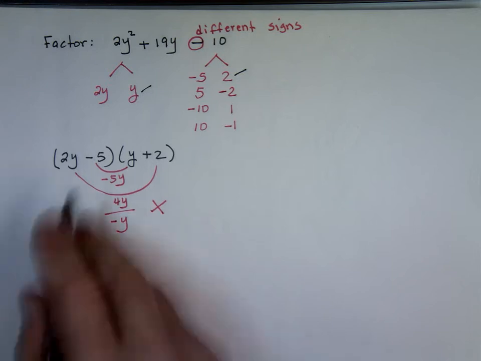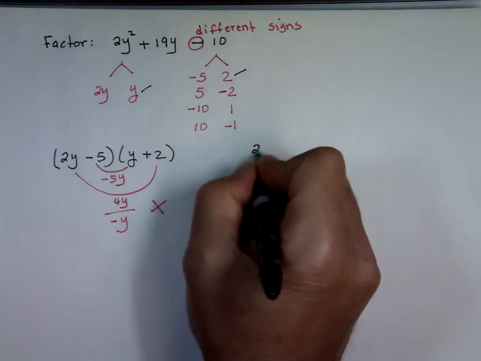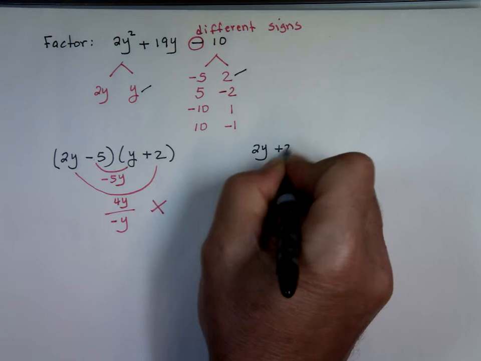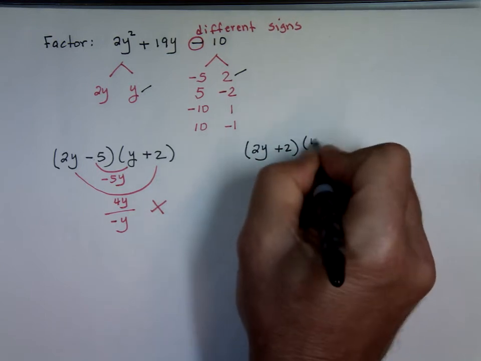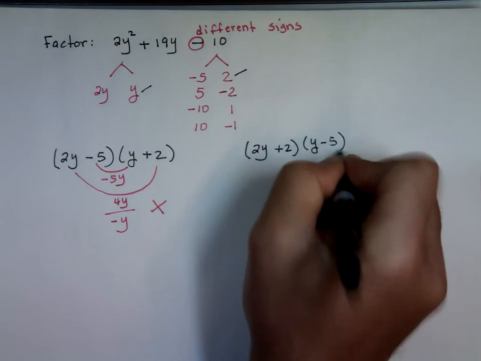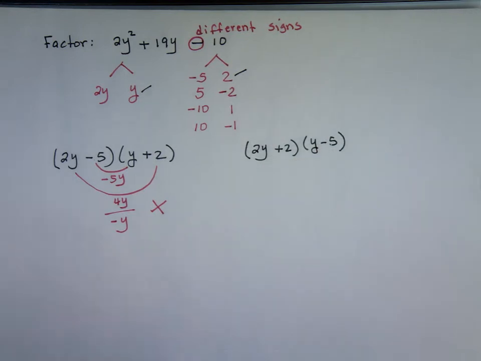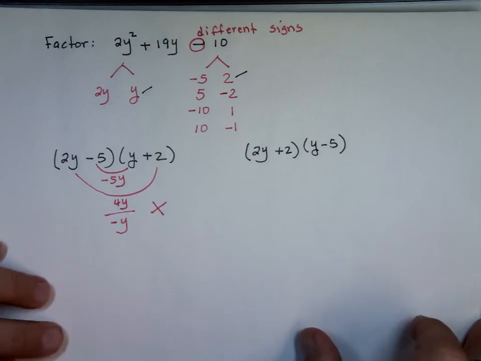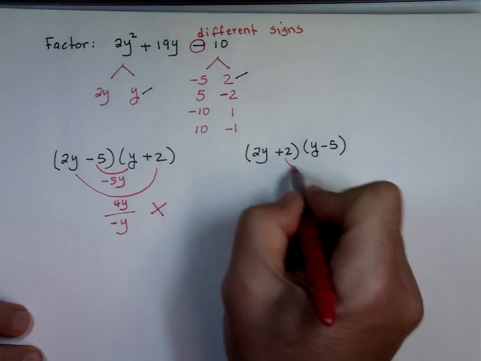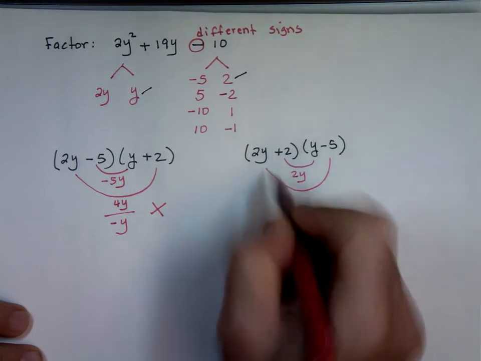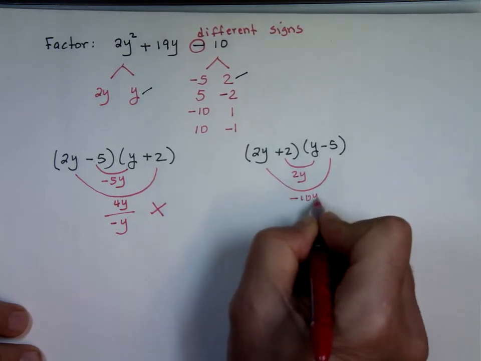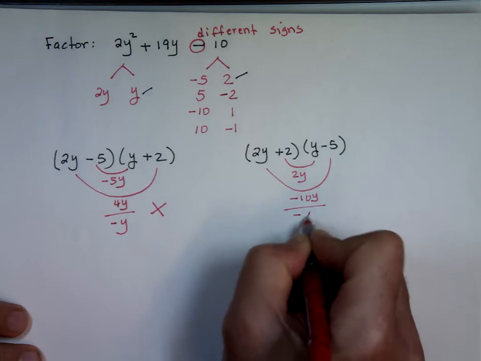Switch them. 2y plus 2, y minus 5. Check to see if we have the plus 19y. 2y, negative 10y, the result is what? Negative 8y. Not good either.